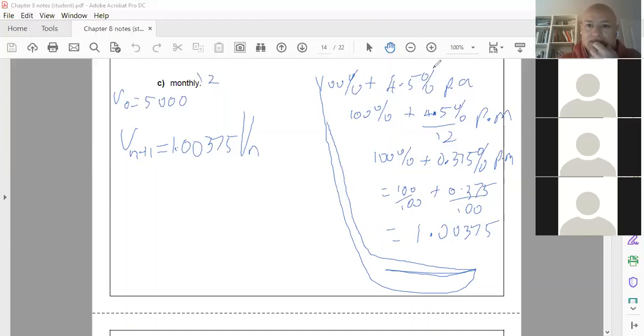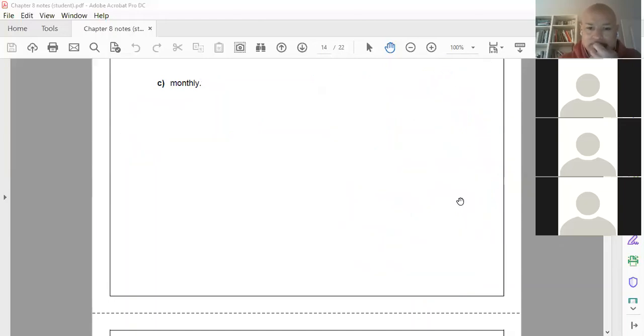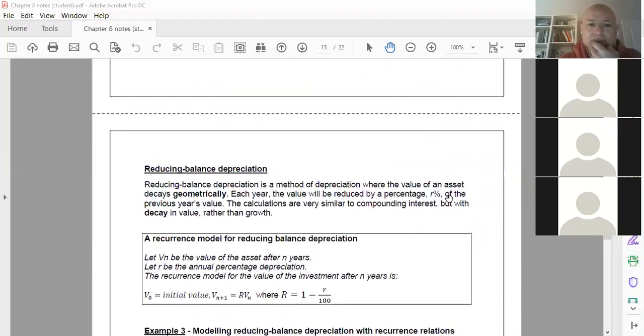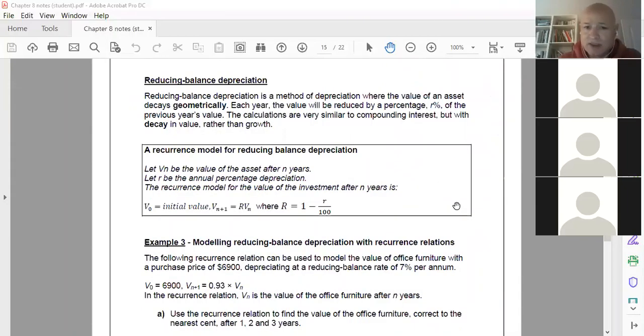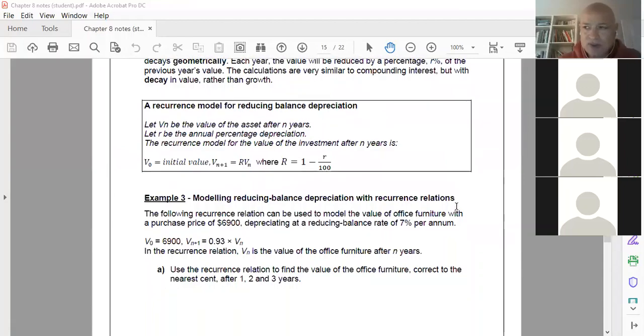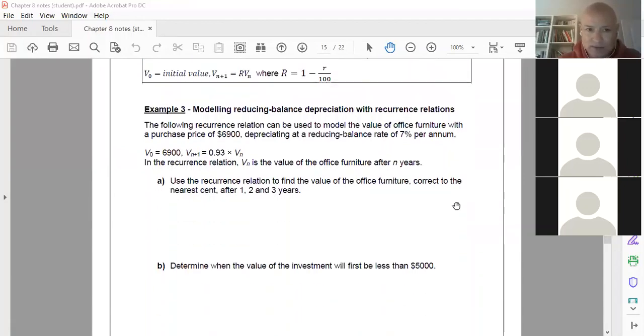Okay, I'll clear it. Okay, reducing balance. Again, there's all these rules. Okay, let's go straight into the example. You can see that if it's reducing, remember it's going to be less than 1, not bigger than 1.